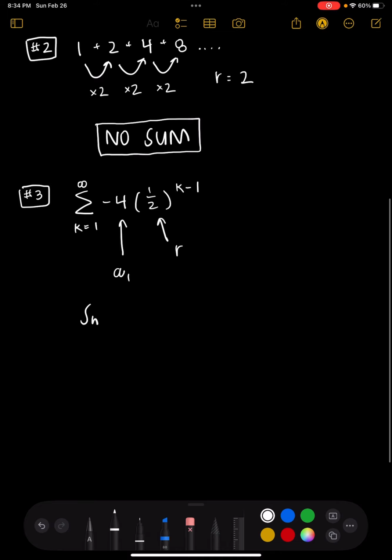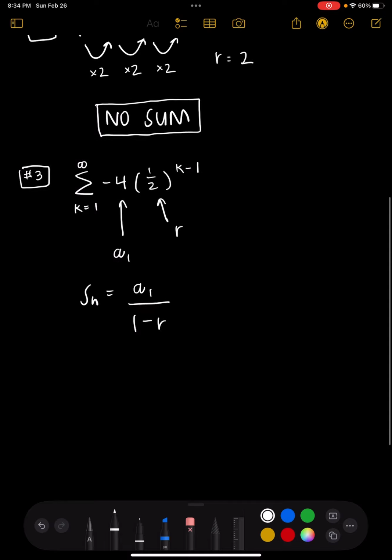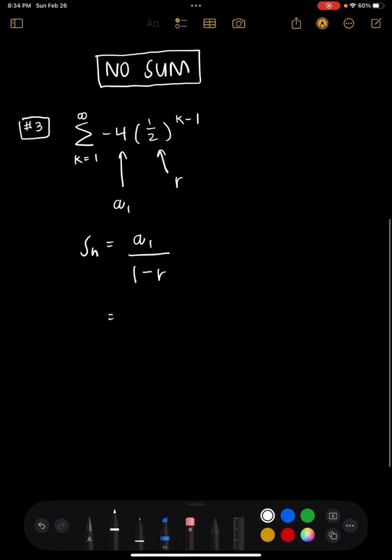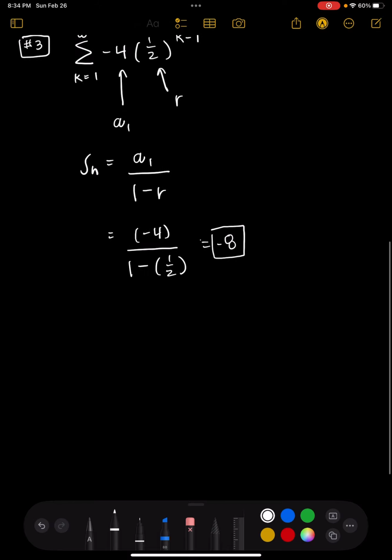And remember, the formula is S sub n is equal to A sub 1 over 1 minus R. So when I plug everything in, I'm going to get -4 on top for your A sub 1 over 1 minus 1/2, which gives me -8. So that is my sum. All right, let's do the very last example, which is another sigma notation.